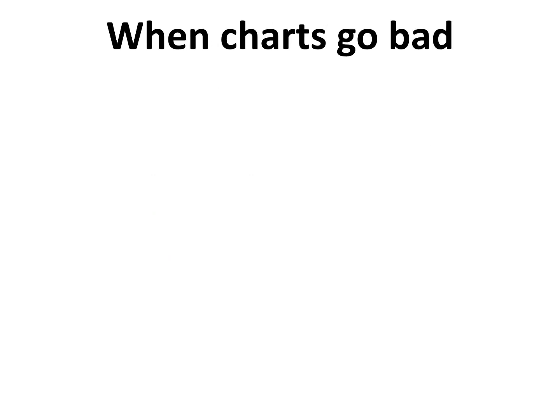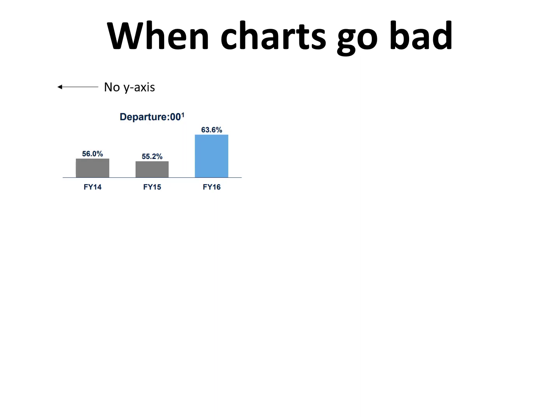But what happens when charts go bad? Here is a chart showing the triumphant progress that an airline has made in its punctuality this year. As you can see, in the financial year 2014, just 56% of their flights left on time, whereas by the financial year 2016, fully 63.6% were leaving on time. But hang on. Where's the y-axis? And how come 63.6% is double the size of 56%?